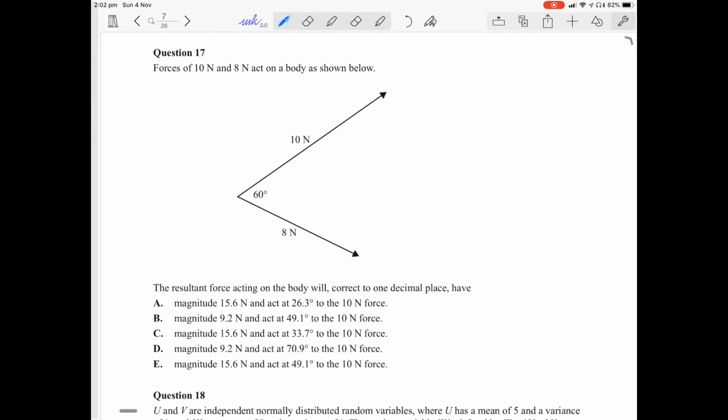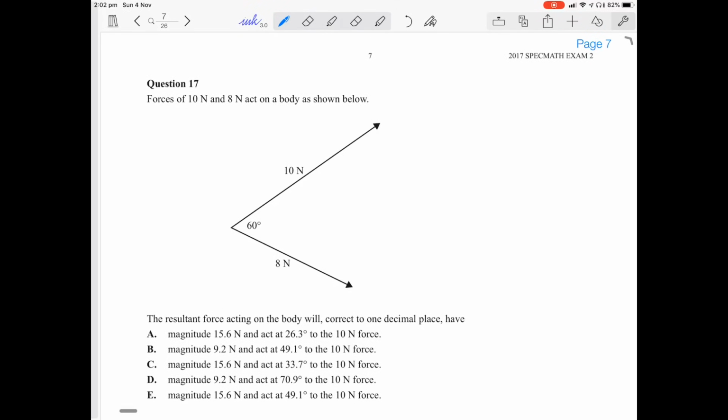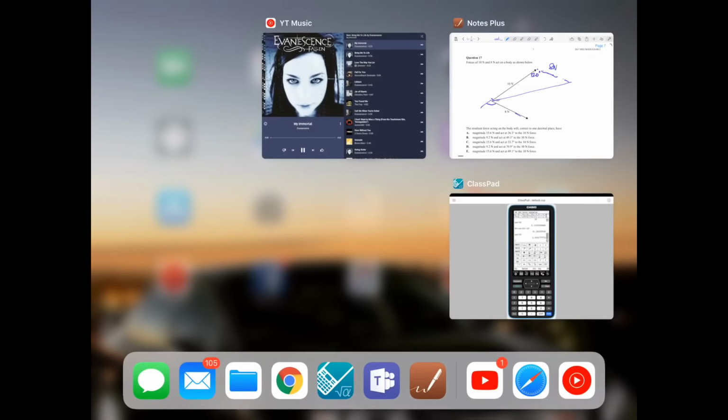Okay, forces of 10 Newton on a body is shown. The resultant force acting on the body will, correct to one decimal place, be what? Okay, so we just got to add them together. It's 60 between that and that, then that has to be 120. Yeah, that's 8 newtons. So, cosine rule, or we can cheat: 8, 10, 120.